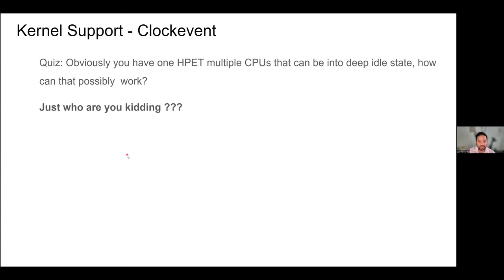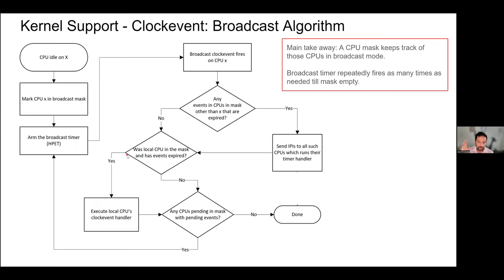So one question is, obviously you have one HPET and multiple CPUs can be in deep idle state, right? So how can that possibly work? How can you have one HPET that can help out multiple CPUs that are in deep idle? This diagram tells you exactly how that is done. The main takeaway here is that there's a CPU mask that keeps track of all the CPUs that are in that deep idle state and that need the services of the broadcast timer, the HPET. And the broadcast timer repeatedly fires as many times as needed till no CPU needs it.